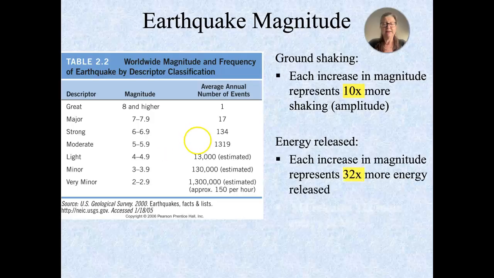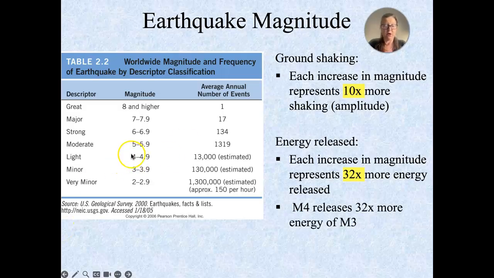So the energy released increases for each magnitude number by 32 times. And so what that means is a magnitude 4 will release 32 times more energy than a magnitude 3. Another way to think about it is you would need 32 magnitude 3s to equal the energy released by one magnitude 4. And when you start going higher on the magnitude scale, imagine 32 magnitude 7s equaling the energy of one magnitude 8. So it's very interesting how that scale increases.